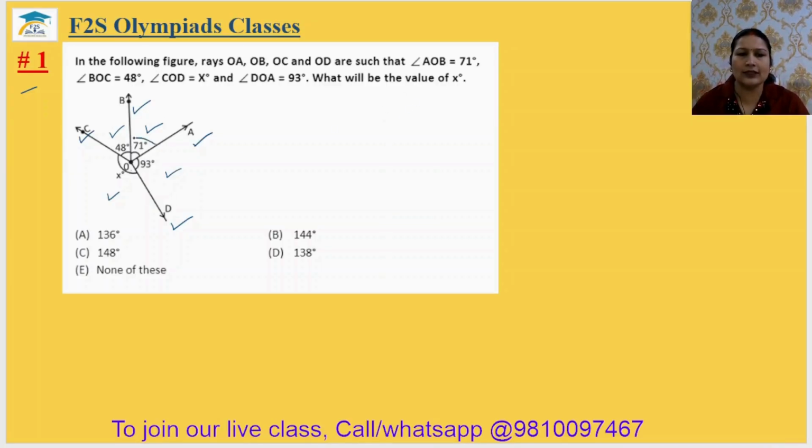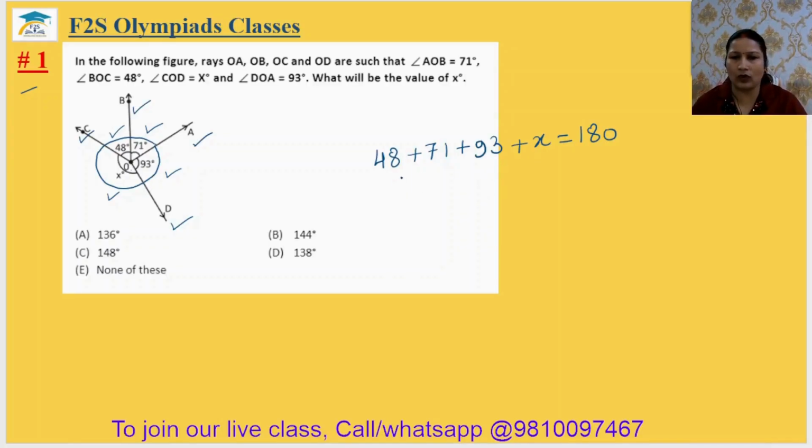You can see this is a complete angle and the value of complete angle is 360 degree. So it means the sum of 48 plus 71 plus 93 plus X should be equal to 360. So when you add all of these numbers and subtract from the 360, you will get X as 148 degree. So the first answer will be option number C.